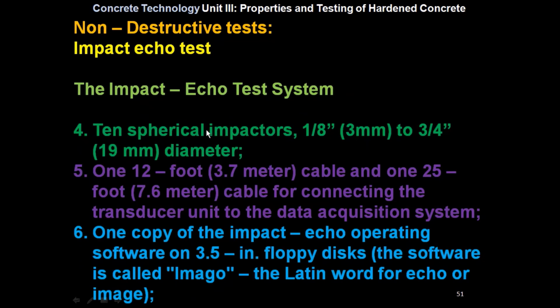Fourth, 10 spherical impactors, 1/8 inch, that is 3 mm, to 3/4 inch, that is 19 mm diameter. Fifth, one 12 feet or 3.7 meter cable and one 25 foot, that is 7.6 meter cable, for connecting the transducer unit to the data acquisition system. Sixth is one copy of the impact echo operating software on a 3.5 inch floppy disk. The software is called Imago, the Latin word for echo or image.